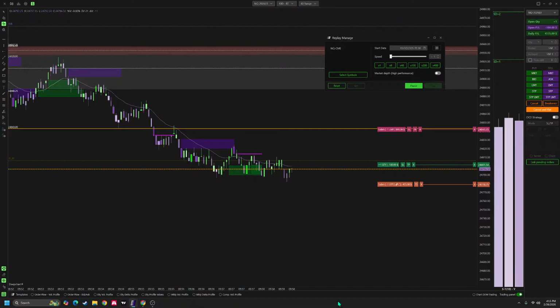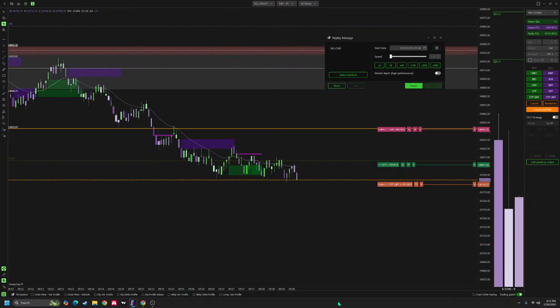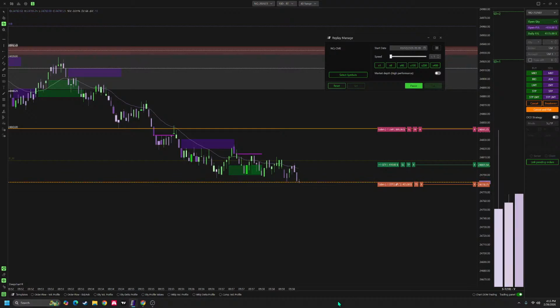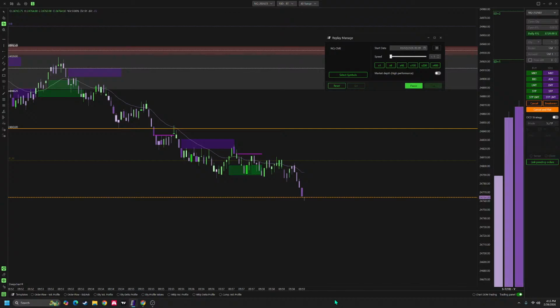So I have my long bias, and then I shifted and started trading back down. Or I probably should have just stayed with my long bias and just taken long trades. I just trade long. We get stopped out again. So now I think we're in the red for the day.